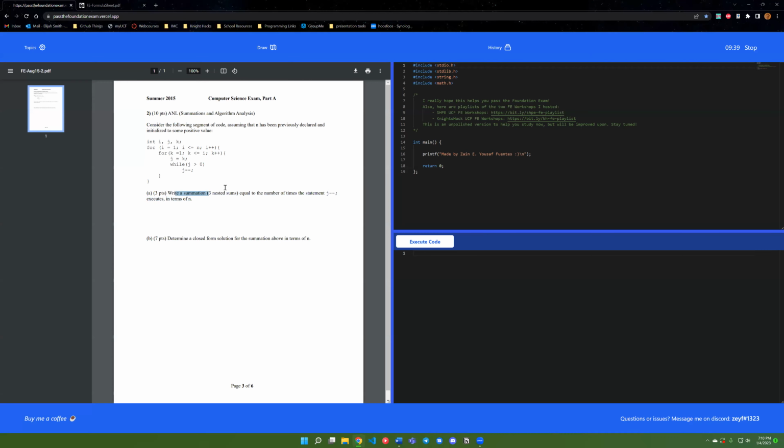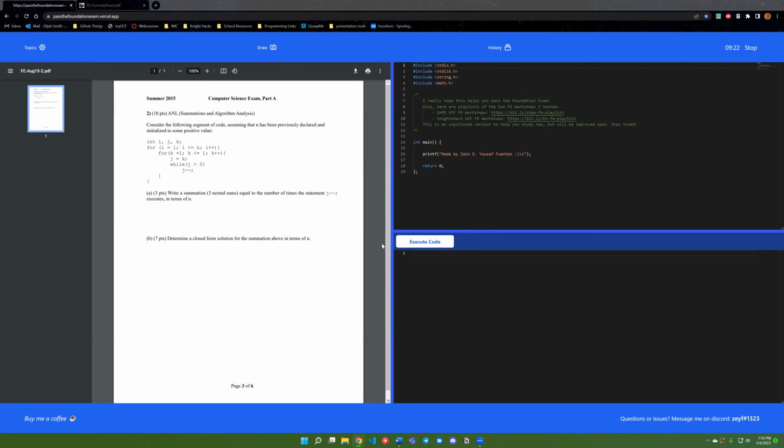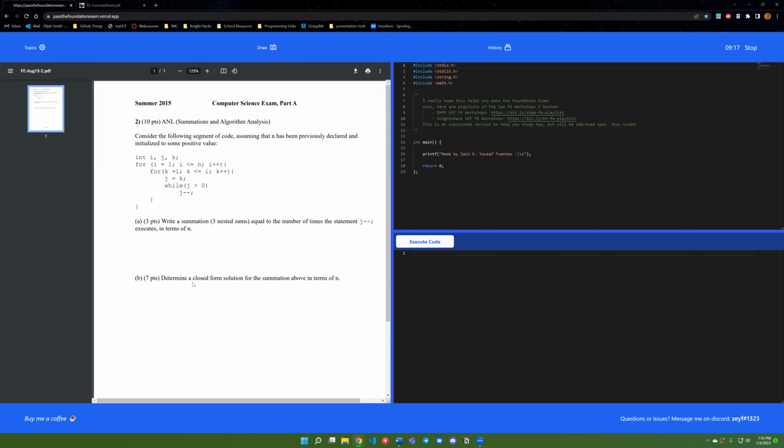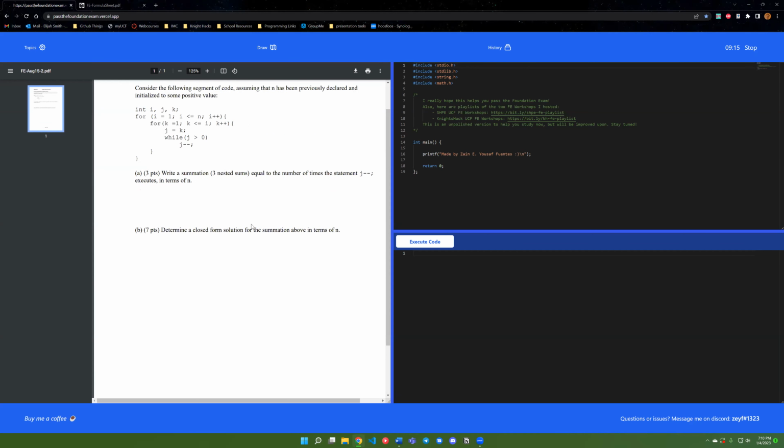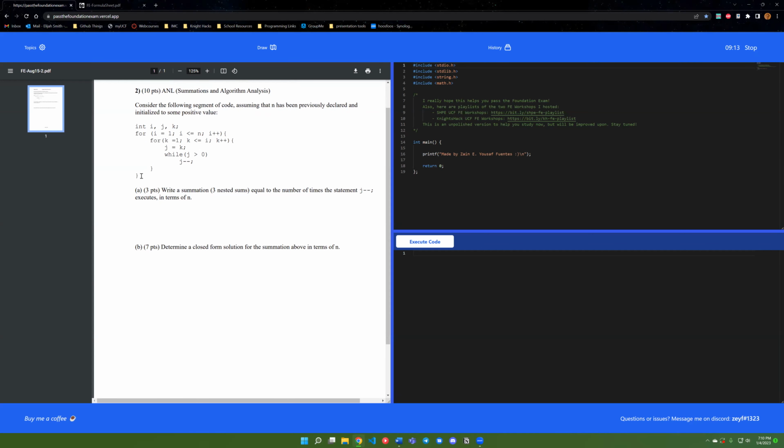And we need to write a summation, which is 3 nested sums. It tells us we have to have 3 nested sums. You could write this as 2 sums and then a constant on the inside if you recognize what this code inside here does. But it wants us to do it as 3 separate summations, so we need to make sure that we do that. And then after that, we're going to solve it and put it into closed form. All right, so let's jump back into our word equation editor here.